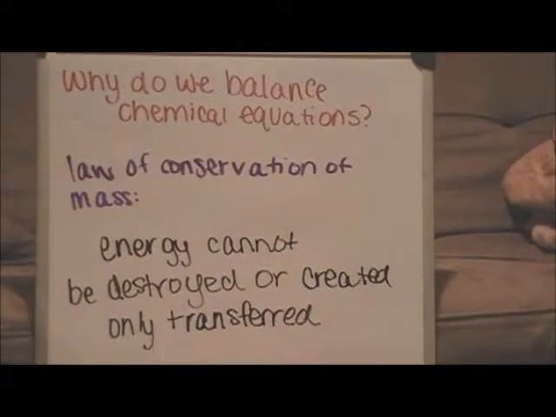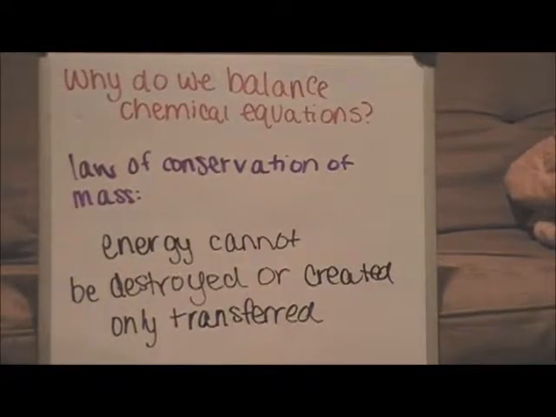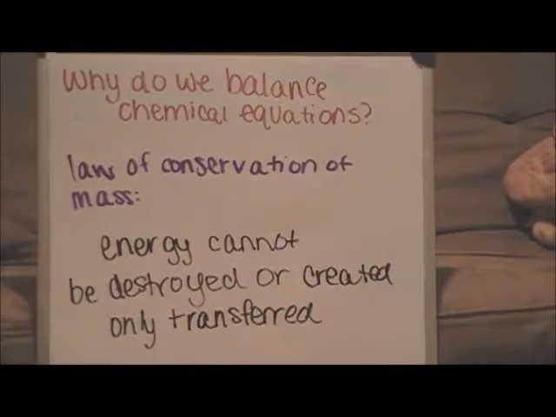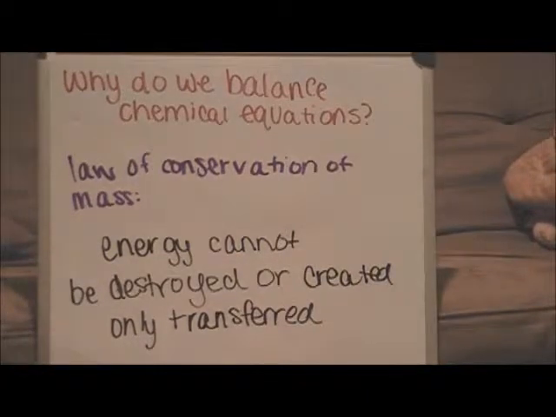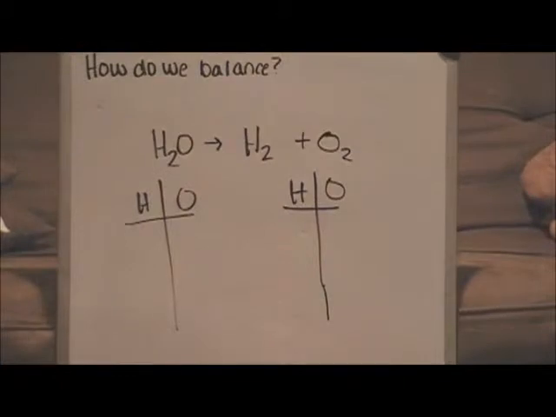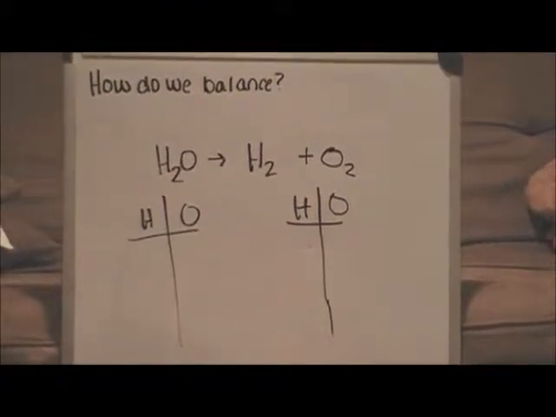Alright, so my video is on balancing chemical equations. We balance chemical equations because of the law of conservation of mass, which states that matter cannot be destroyed or created, only transferred. So you have to have the same amount of each element on the product side as you have on the reactant side when you end your equation. Now we're going to go through how to balance a generic equation.